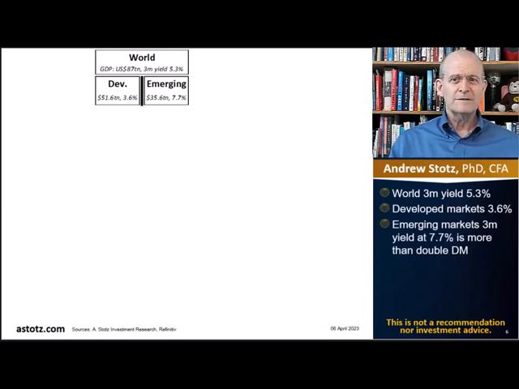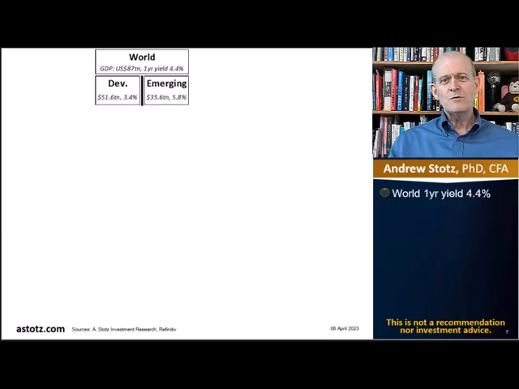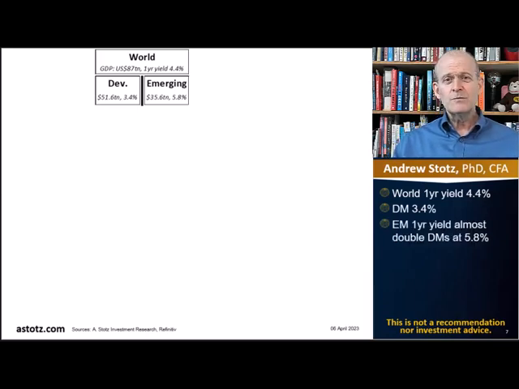the developed markets. Now let's shift to 1-year yield. The world 1-year yield is about 4.4%. Developed market is 3.4, so lower, and emerging markets' 1-year yield is almost double the developed markets, at 5.8%.